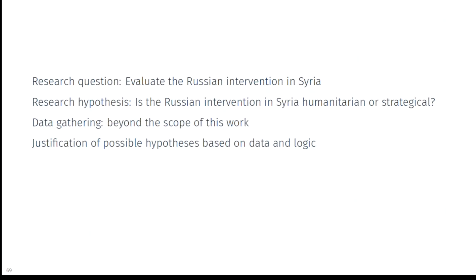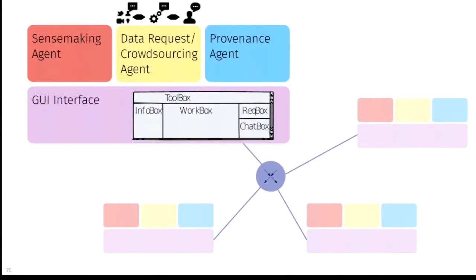We'll not go into how to gather data. For the purpose of this example, we just use the internet, but you might have other sources of information, but that is outside the scope of this presentation. But the idea is whether you can justify those possible hypotheses with the data you get, with some plausible reason. So we built this system that has a graphical user interface.